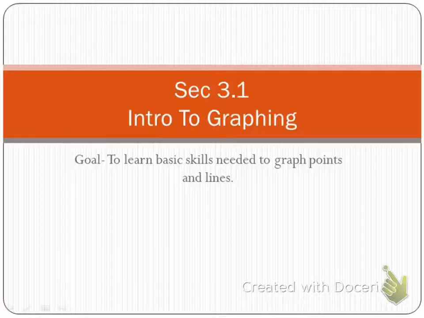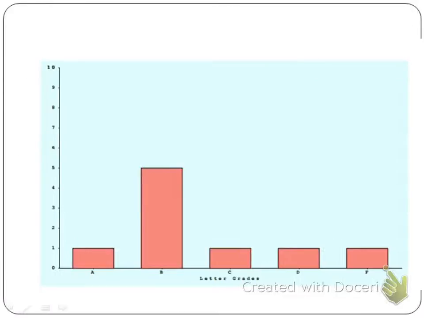So first I just want to look at a couple graphs, see if we can figure out what they represent. So here's one. What do you think this represents? Letter grades, maybe. What did we just talk about? I got a B. If a lot of you got a B and B is the highest bar, what do you think this could be? A graph for what? Grade average. Yeah, these are your test grades.